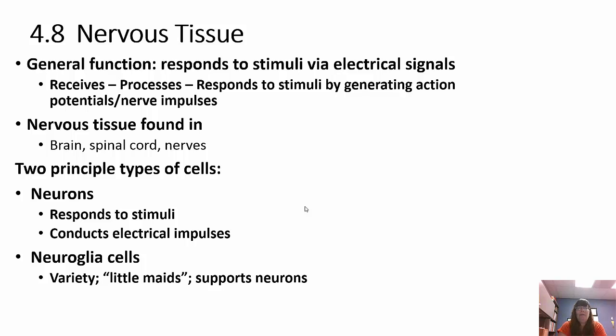Nervous tissue, again, responds to stimuli using electrical signals. It's going to receive, process, and then respond to the stimuli. It generates action potentials, which are nervous impulses. It's in the brain, spinal cord, and nerves.